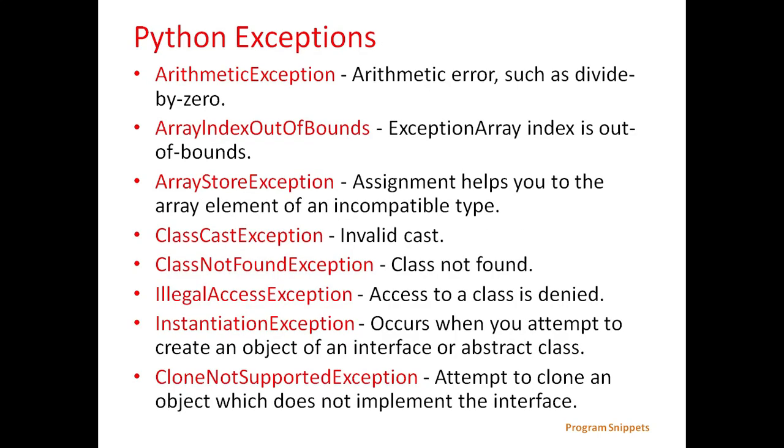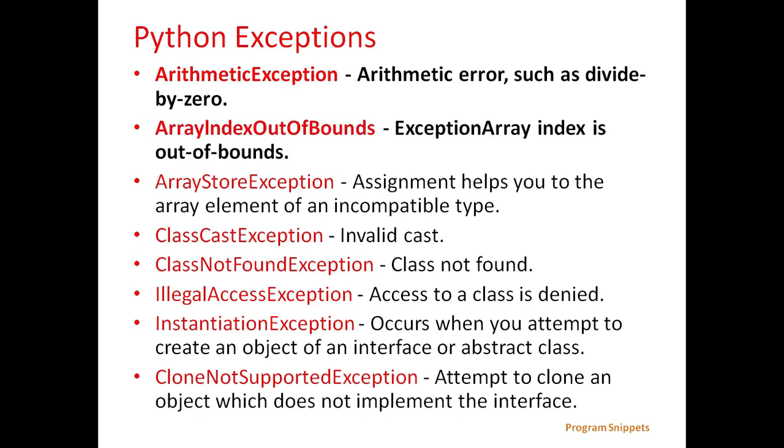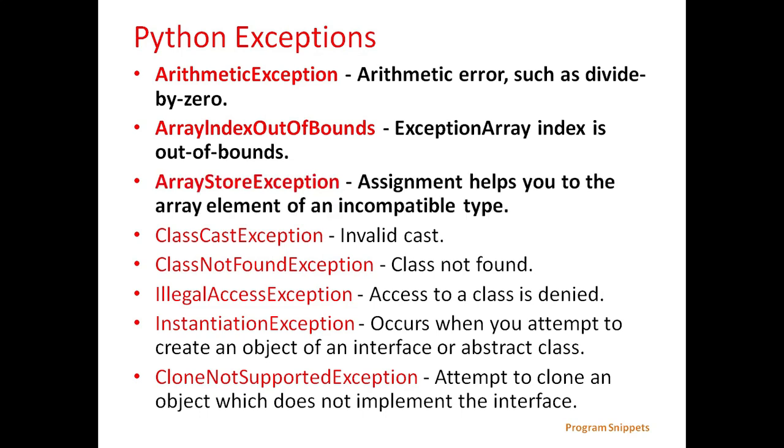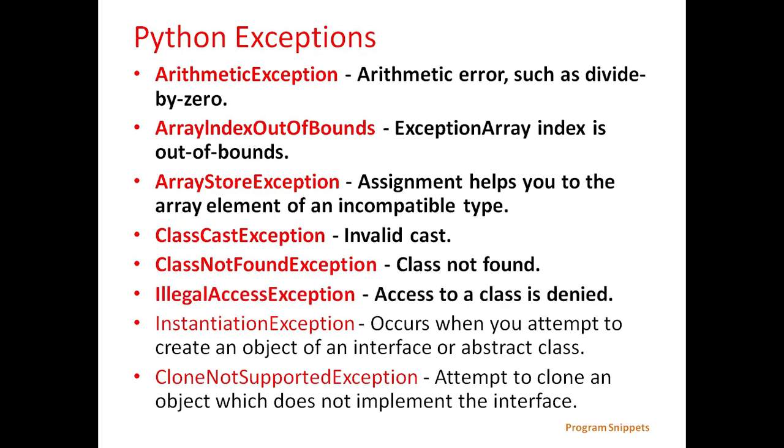Different Python exceptions are: arithmetic exceptions, which are used to handle arithmetic errors such as divide by zero. Array index out of bounds. This type of exception is used to handle array index errors. Array store exception. This exception helps you to handle array elements of incompatible type. Class cast exception, which is used to handle invalid casts. Class not found exception. This exception is used to handle the case when the class is not found. Illegal access exception. This exception handles when access to a class is denied.